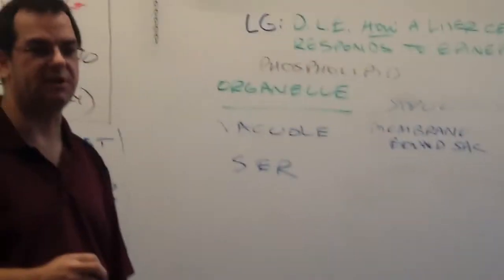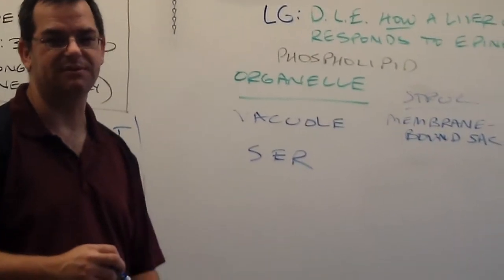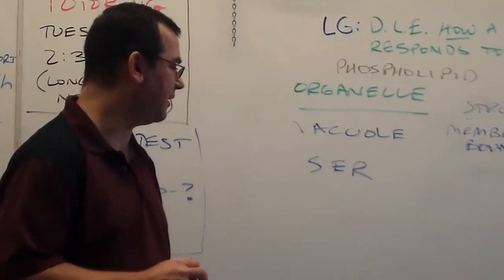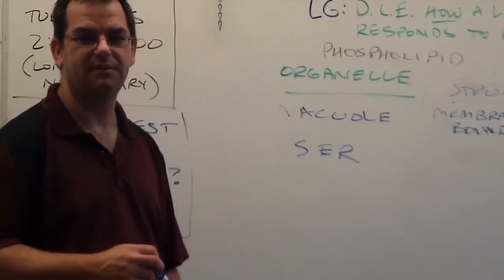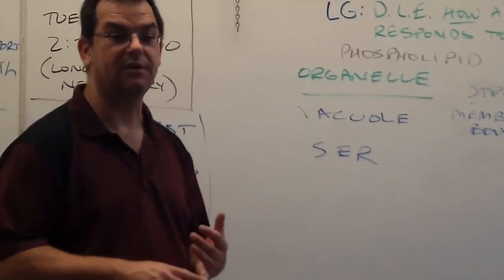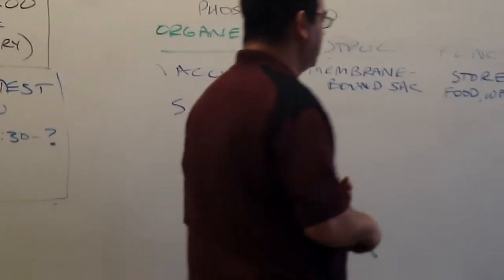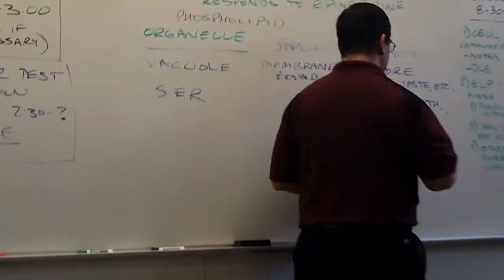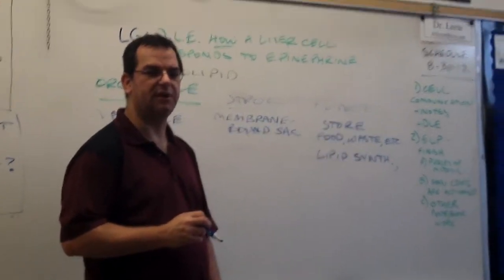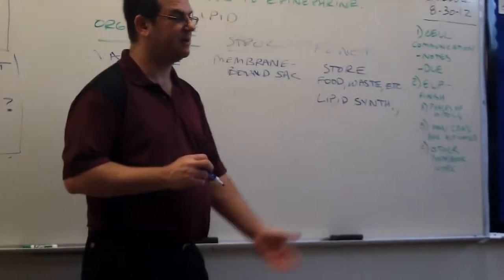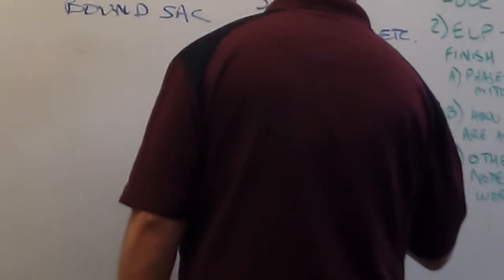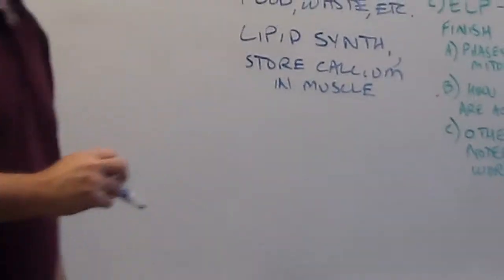So the structural description is going to be everything you said about rough ER, but forget the ribosomes, right? Membrane-bound flattened sacs with cross connections for smooth ER. Function for smooth ER? Lipid synthesis. You can synthesize lipids, yeah. You're only picking two. What do you store in the smooth ER in muscles? Calcium storage?